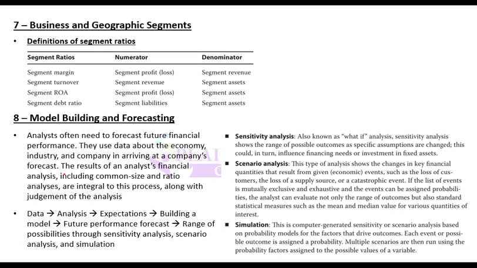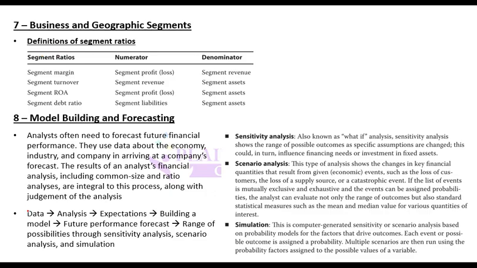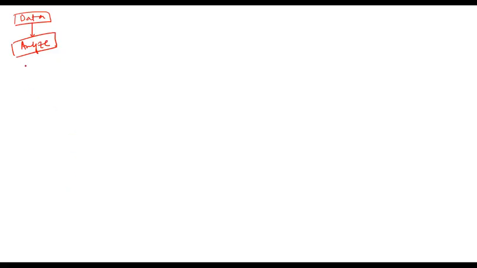And the last part is model building and forecasting. So how do you build a model or forecast? First of all, you take data through financial statements, past 5-year financial statements or whatever. You analyze it. Then you have the data and analysis, now you have the past, and you know what has happened in the past. You combine it with expectations.